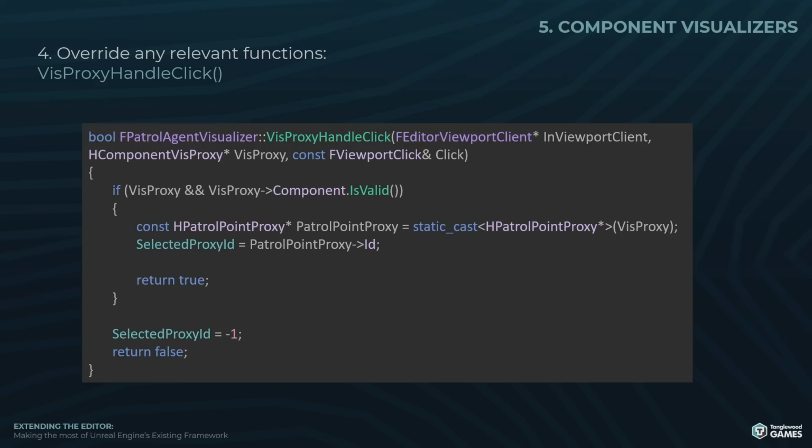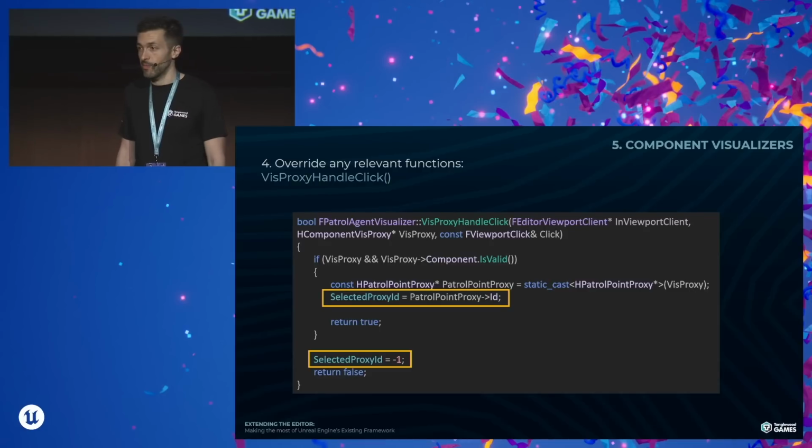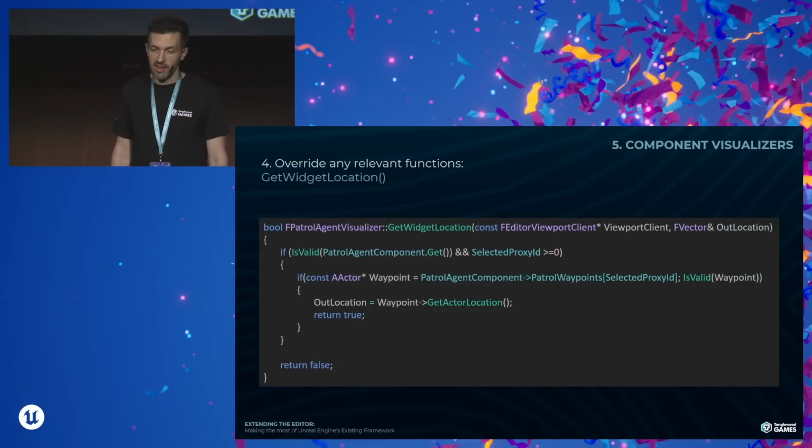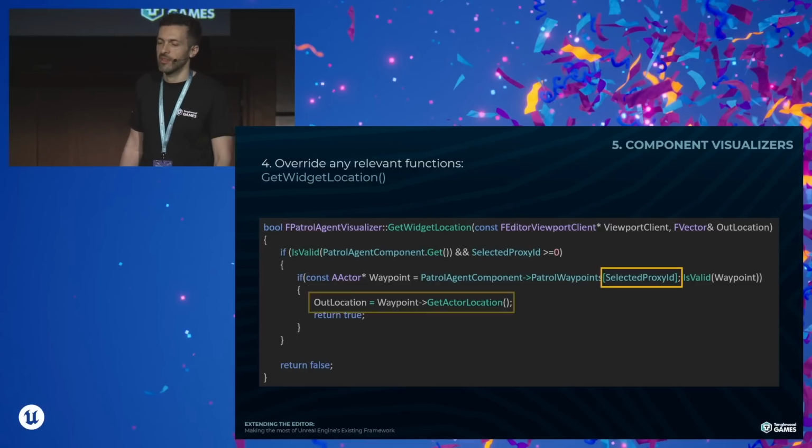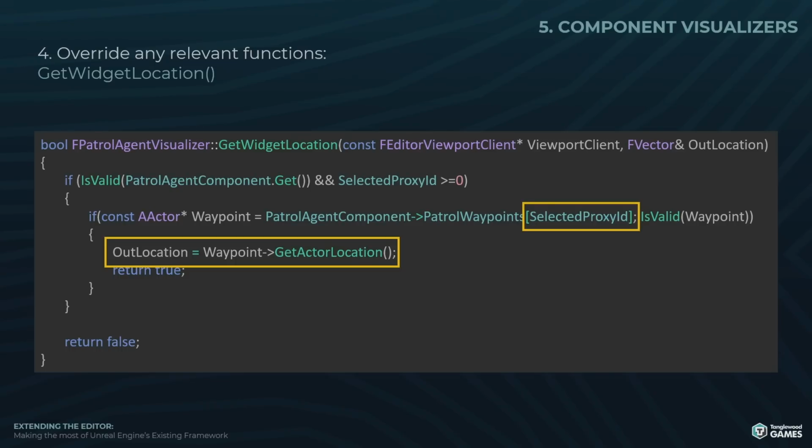And then it's a matter of overriding whatever functionality we want. Here, we need to override what happens when we click, so we can track which point we are selecting. We want to override where the gizmo is going to be displayed, and then what happens when we move it. So here we basically grab the ID from whatever point this proxy is representing. Then we can access it to get the location of the actual actor that we are linked with.